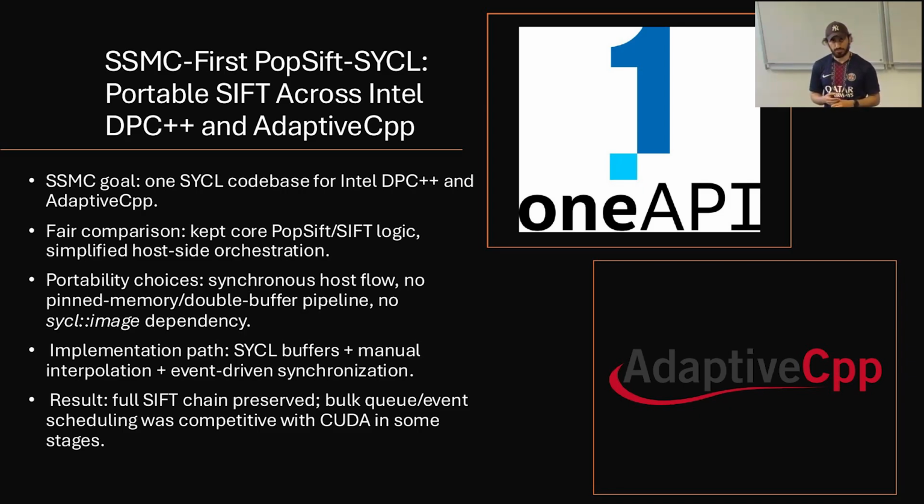One of the compilers didn't have SYCL image support, and so we had to do a workaround. AdaptiveCpp didn't have SYCL image support, so our workaround was to implement the images through buffers. And since CUDA textures have hardware-accelerated interpolation, we had to implement it manually on the device. So we ended up with a PopSift chain preserved, where some stages were less competitive than the CUDA implementations, and in other cases it was faster.